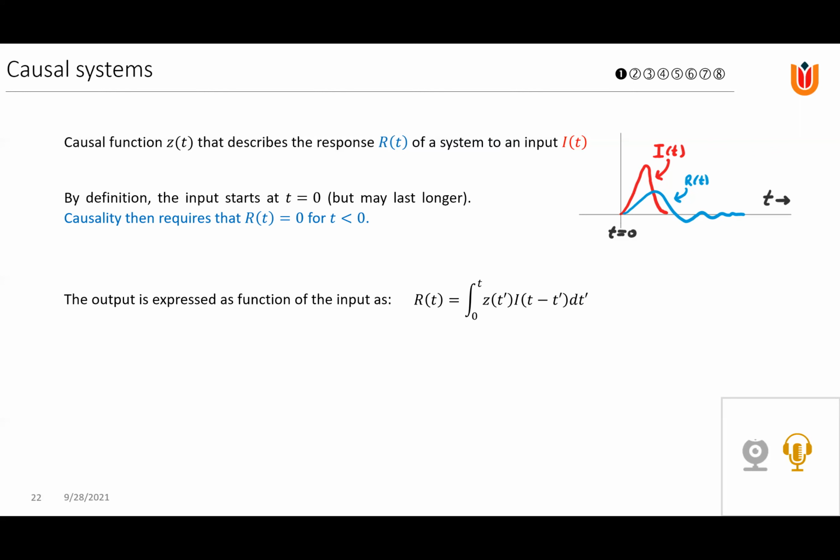Okay. So mathematically, we would express it like this. R of t is given by whatever value of E happens at t prime, times some function, which is clearly not defined in this case, but something that ties the input and the output together.